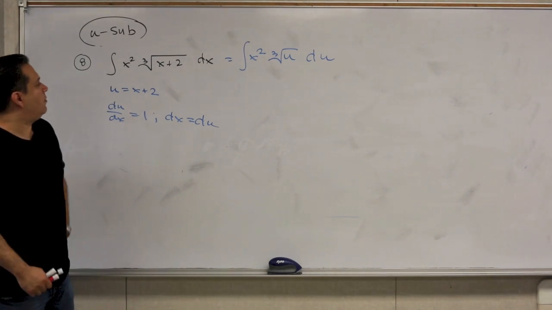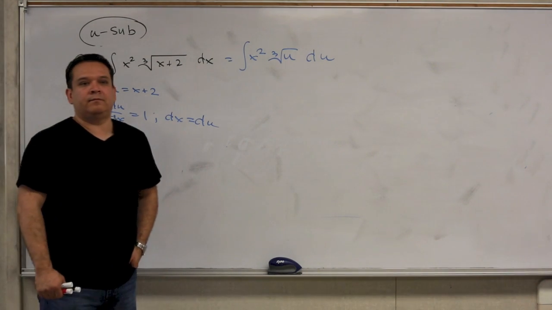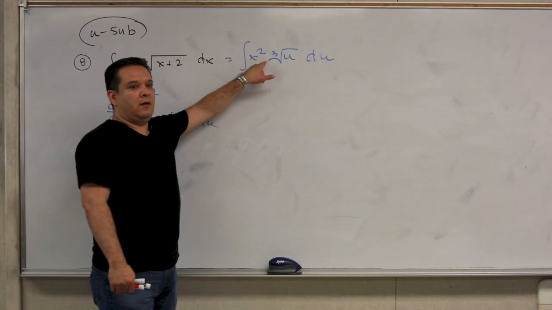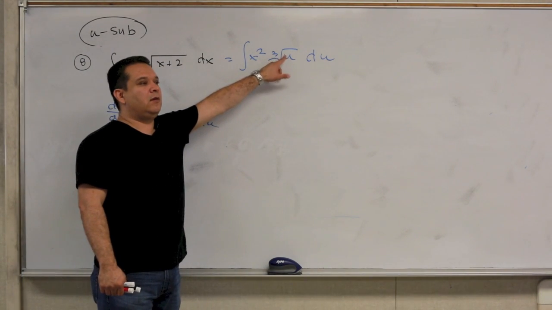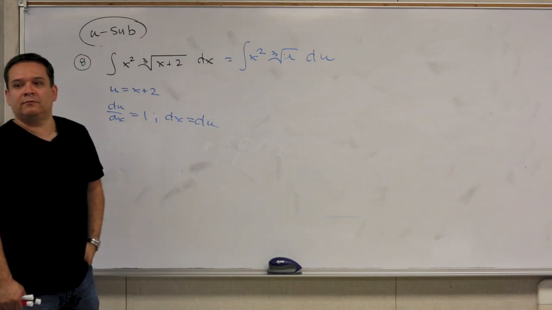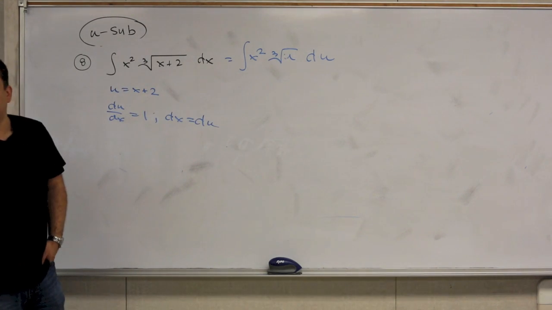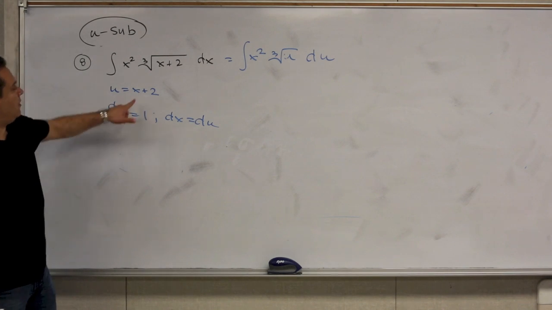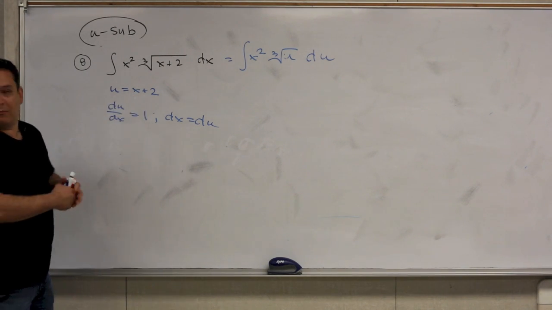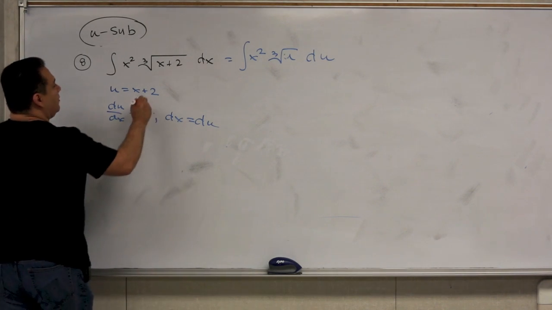Oh no. What do I do now? My x squared didn't go away. Aren't I supposed to have just a function of u? Your u equals x plus 2, you can solve for x. You can solve for x and square it. Is that a good idea? Yeah. Okay, it's pretty good.